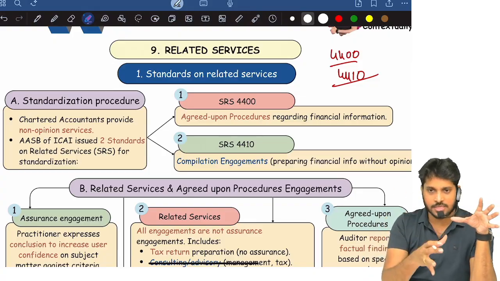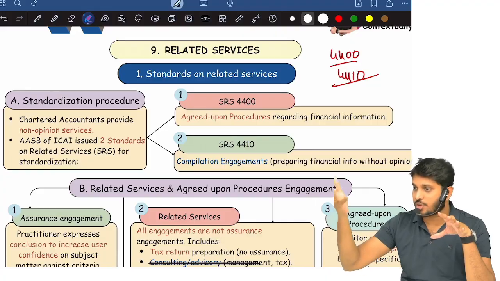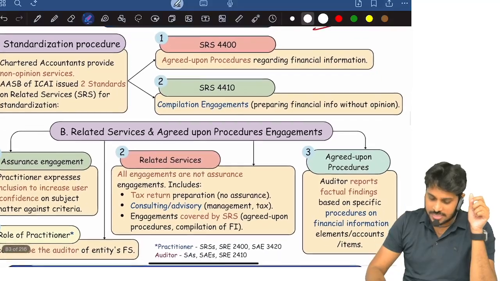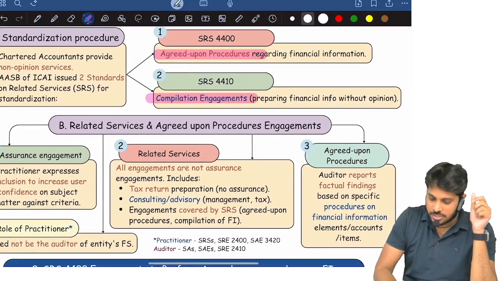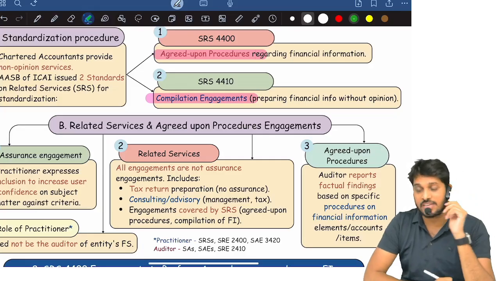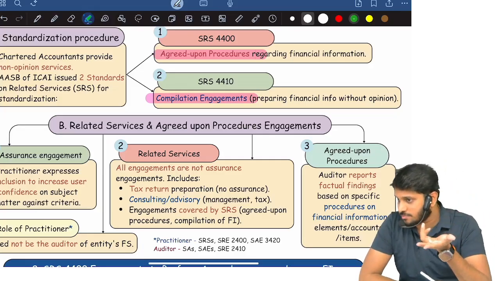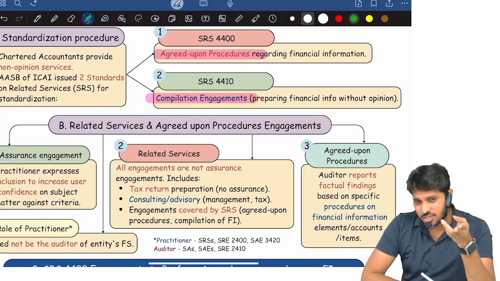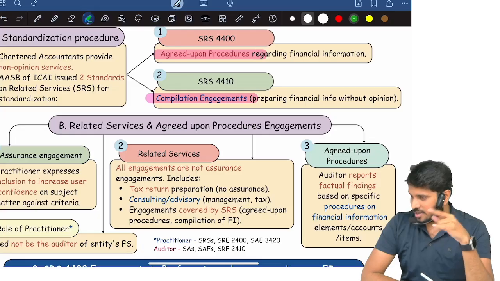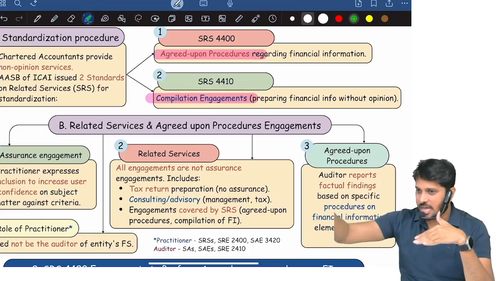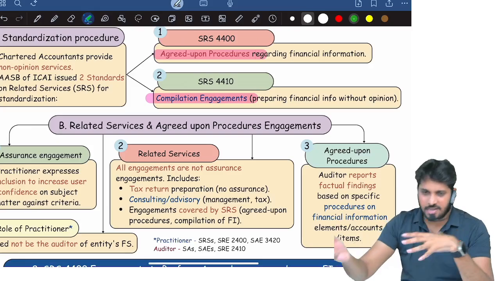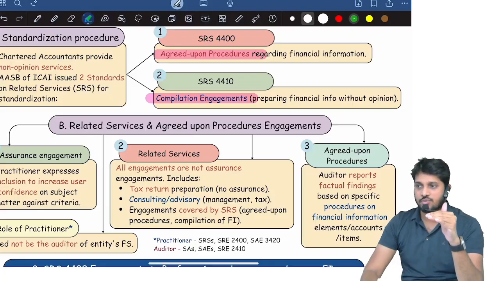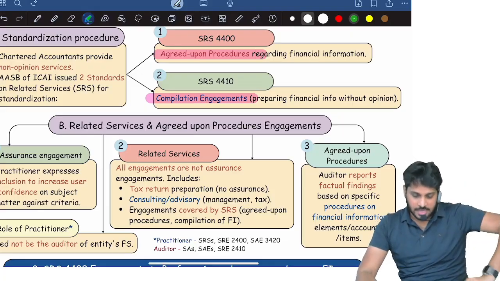And apart from all this, we also provide non-assurance services. We call them related services. Now, what are related services? One is agreed upon procedure, another one is compilation engagement. For example, stock audit is an agreed upon procedure, if that does not involve assurance. We just count physical inventory and see that it tallies with the records, and then we just give a report on it. If this is the only task that we have, then we generally call it agreed upon procedure.